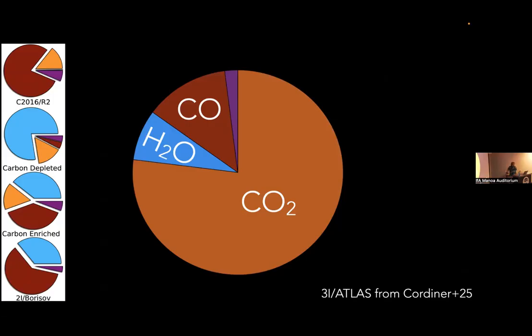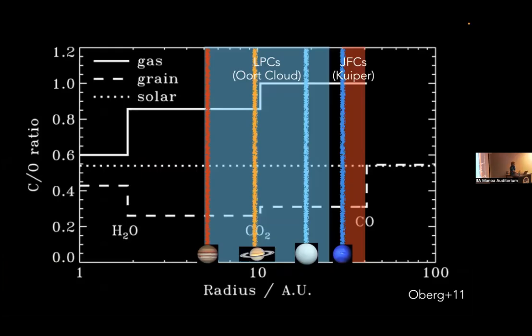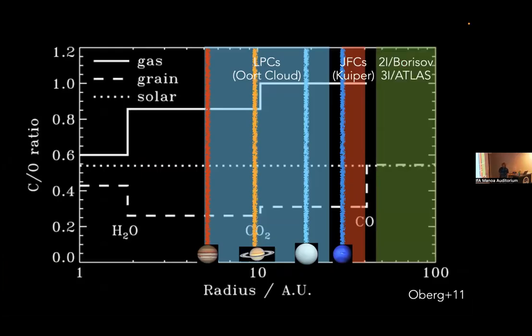So this tells us, okay, maybe 3I Atlas formed in some sweet spot where it can get a lot of CO2. And so if we put these objects on that previous plot I showed before, this suggests that they formed far away from their host stars. Somewhere nice and cold, somewhere where they can get these CO and this CO2 into their composition. So again, we can't identify which planetary system these objects came from exactly, but we know it had to be cold and they had to have formed far out in their protoplanetary disk. And there's one other implication to that.